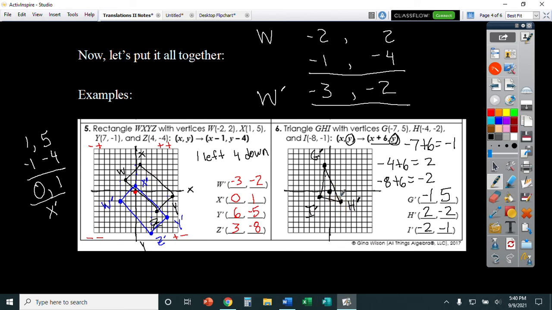Now, it's not the pre-image, it's the image. And that's how you use a rule. You can either do it by graphing both, or you could do it mathematically and just graph the image.